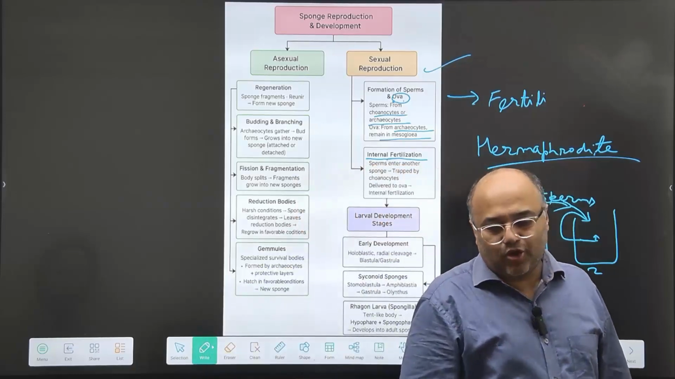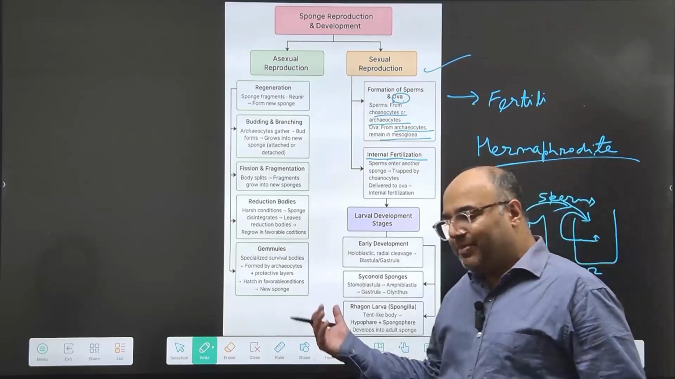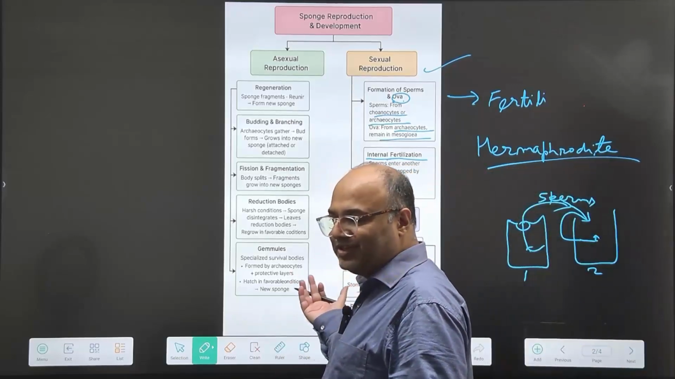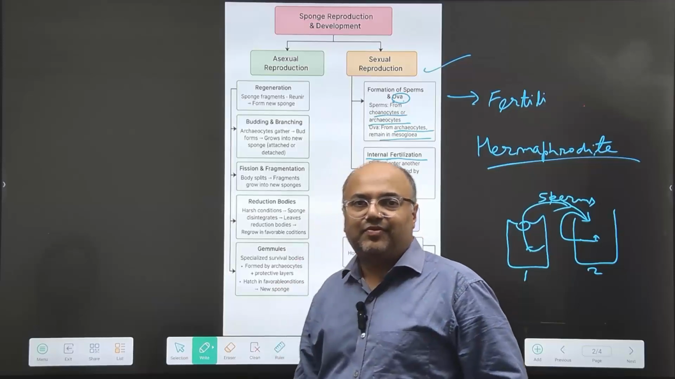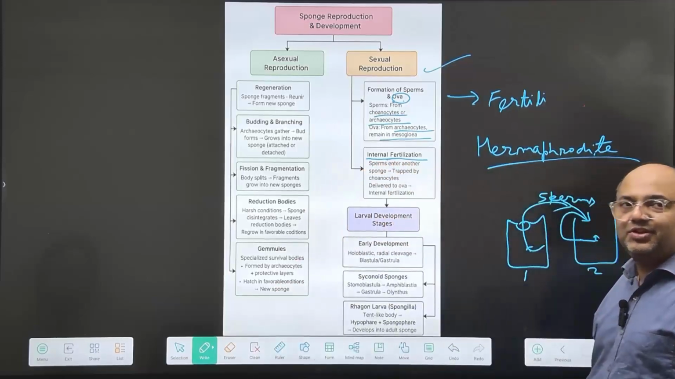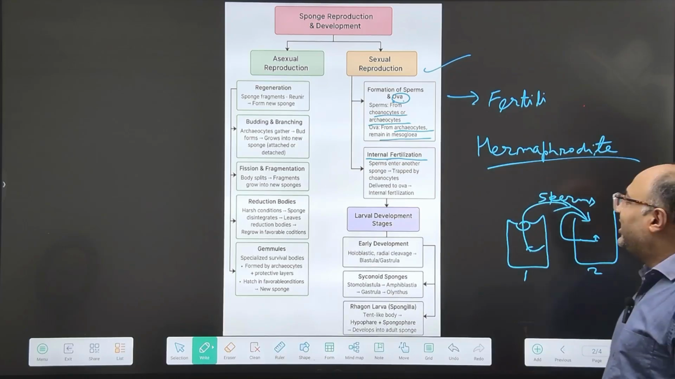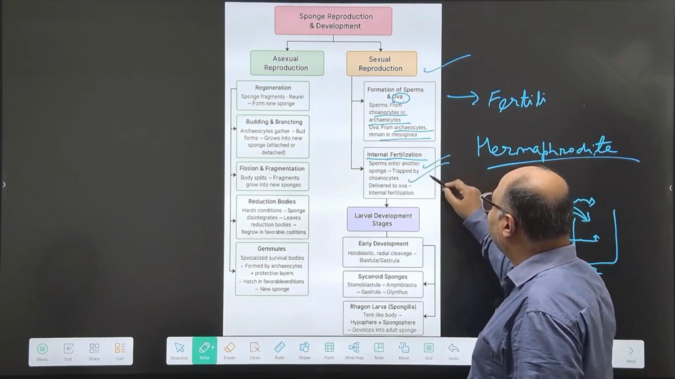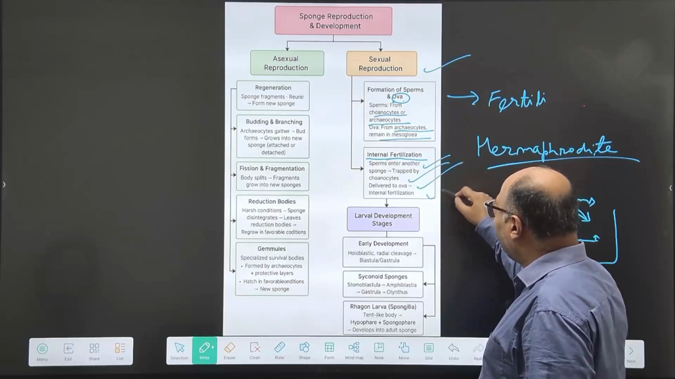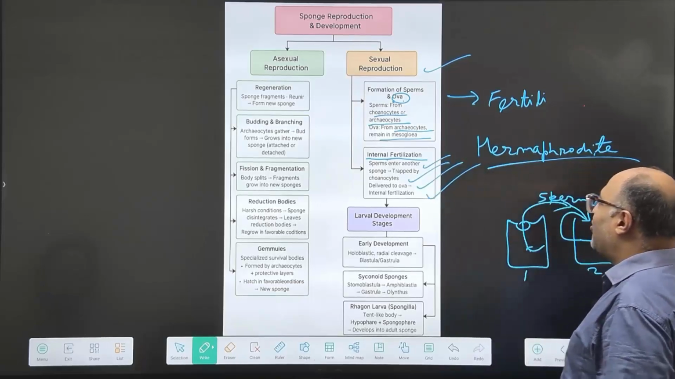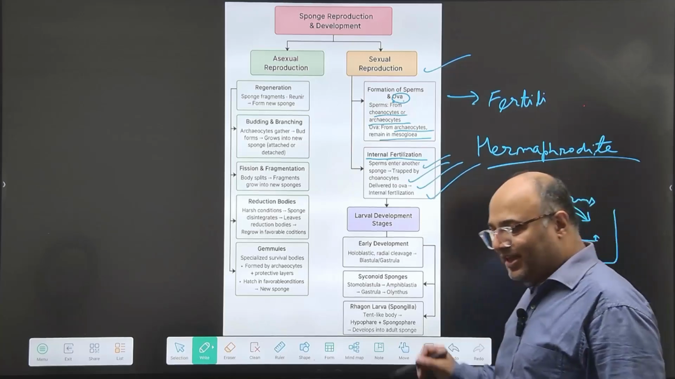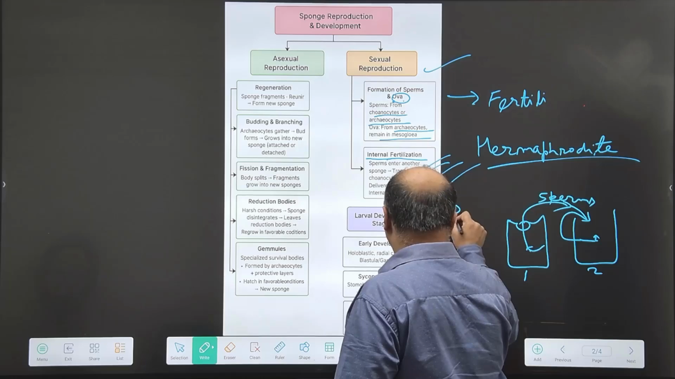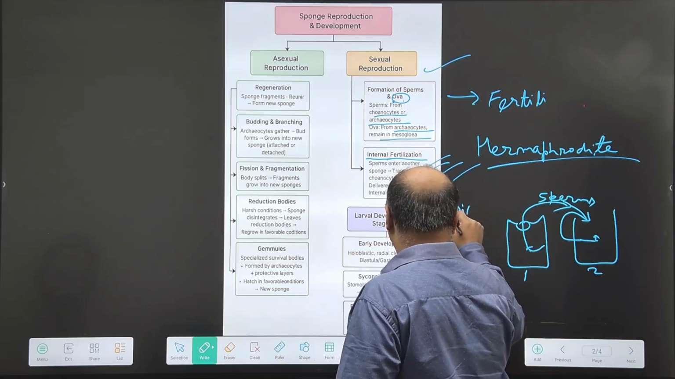And once it is swallowed by the ova, the genetic material of the ova and the sperm fuses, and we have fertilization achieved. So the fertilization is internal. Sperms enter the sponge body, they are trapped by choanocytes, delivered to ova. Fertilization is internal. Now, development is indirect. Since there are larval stages of development, we say the development is indirect. It's not direct.